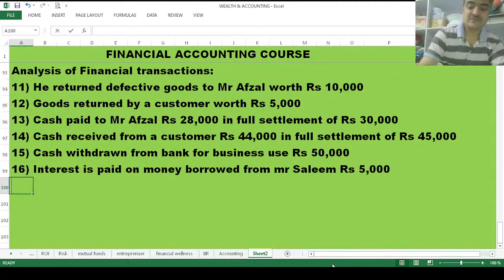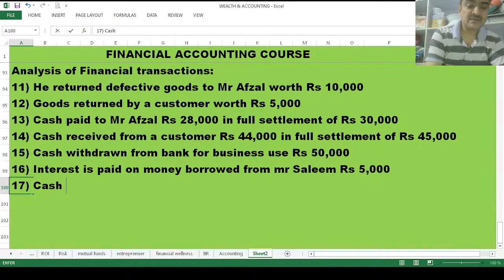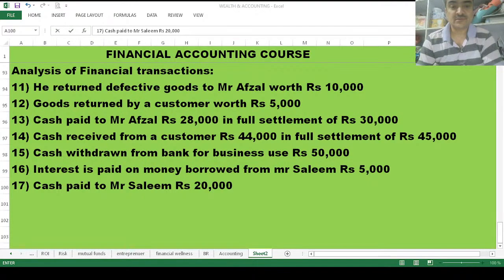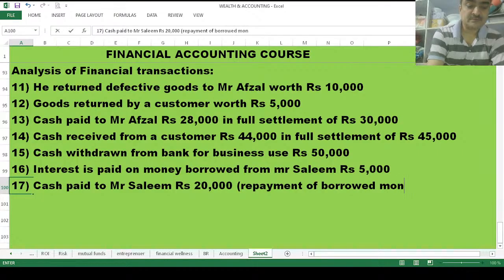Transaction number 17 is cash paid to Mr. Salim, rupees 20,000, which is a repayment of borrowed money.